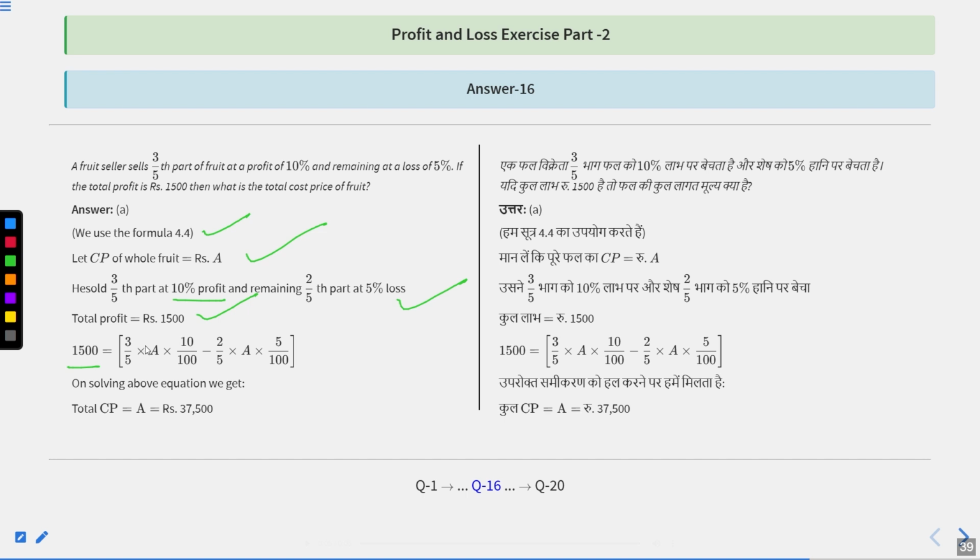Clear? So for the first part, 3/5 multiplying by A into 10 upon 100. This is the profit of the first part and this is the loss of the second part. So when we solve it, we get the cost price, which is A. When we calculate the cost price, we get 37,500. Clear? Next one.